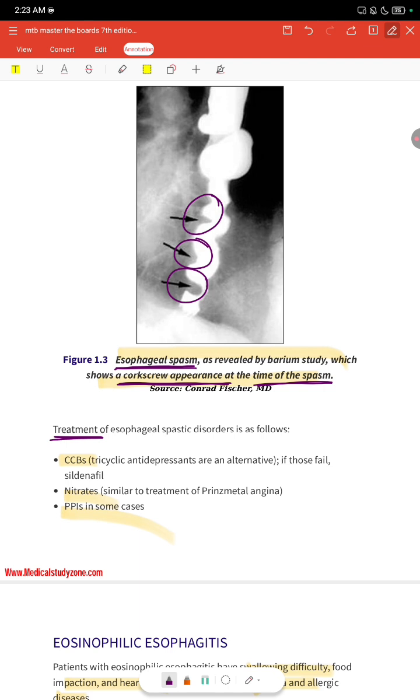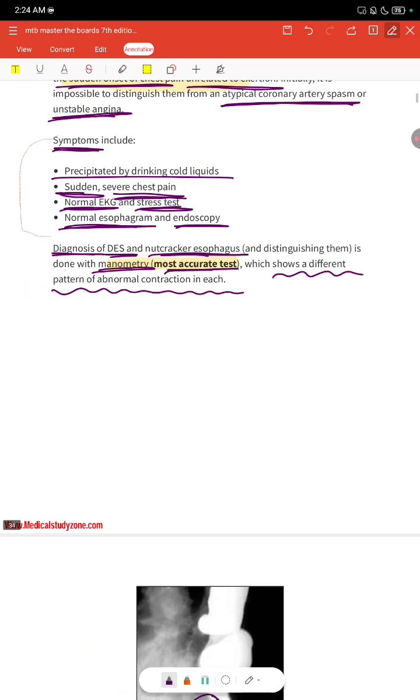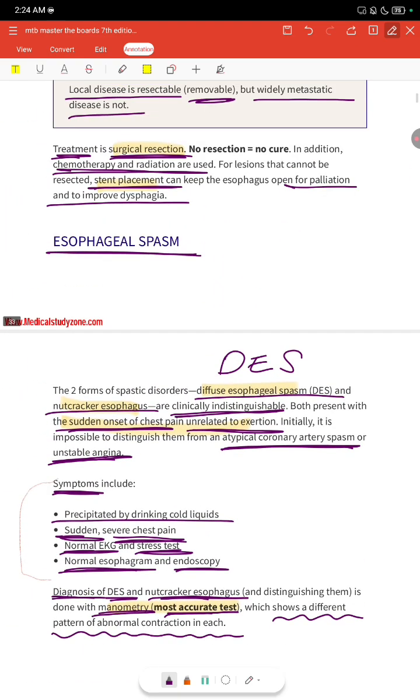Treatment of esophageal spastic disorders is as follows. CCBs, calcium channel blockers. TCAs, tricyclic antidepressants, are an alternative. If those fail, you can go for sildenafil. Nitrates, similar to treatment of Prinzmetal angina, and PPIs, proton pump inhibitors, in some cases. So this was all about esophageal spasm.